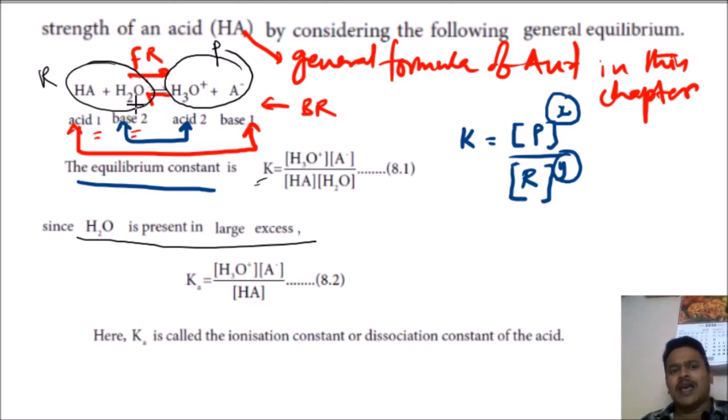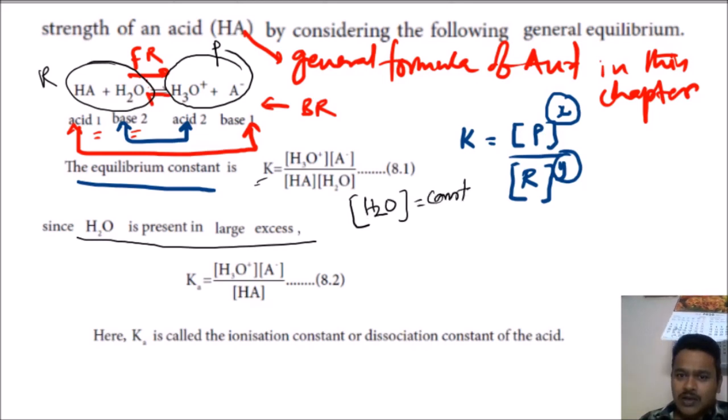It is like taking a cup of water from the sea. That means whatever the amount of water reacted in this equation, compared to the given amount, will be very, very less. So this H2O concentration we consider as a constant. Already K is a constant.